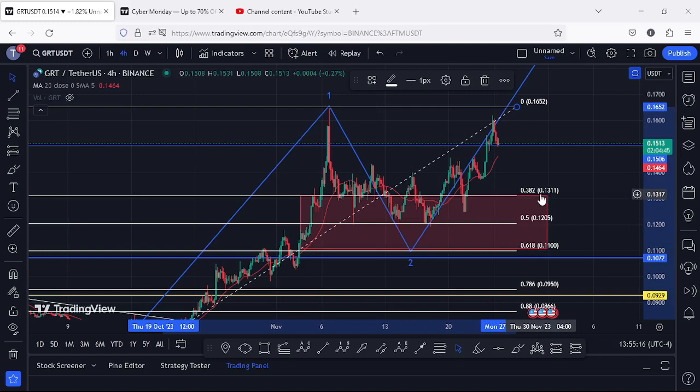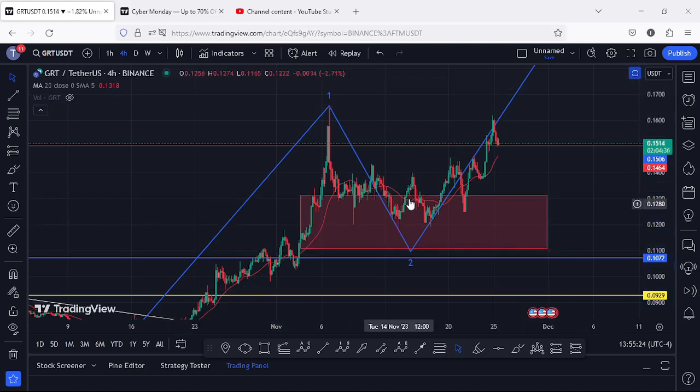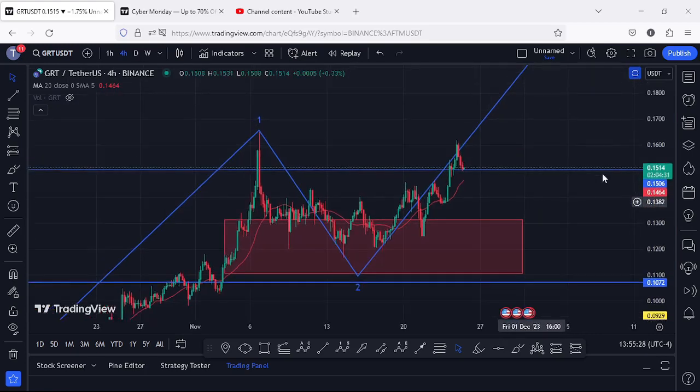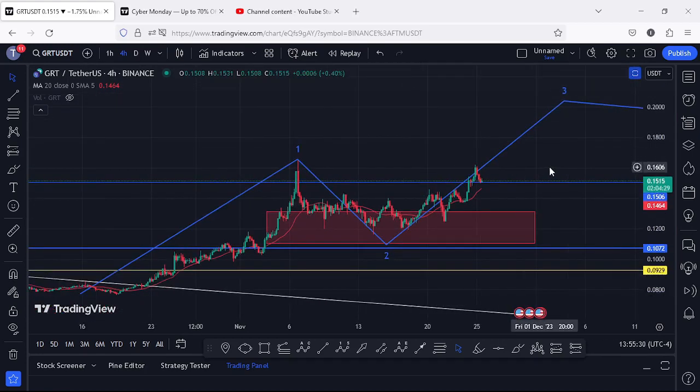And that is between the $0.131 mark and the $0.11 mark, which is an area that you can see we saw a pullback into, and we are now seeing a reaction to the upside in what could be the start of an impulsive wave in the formation of this wave 3.